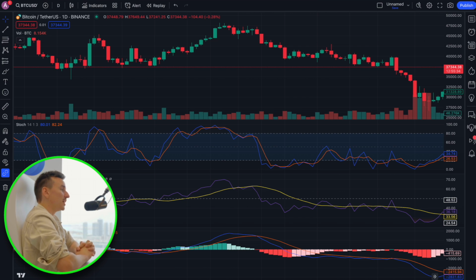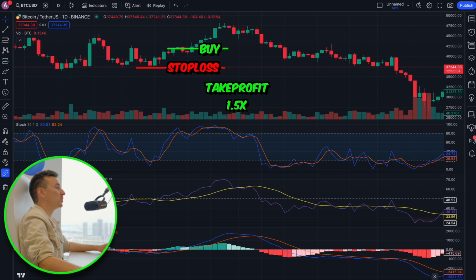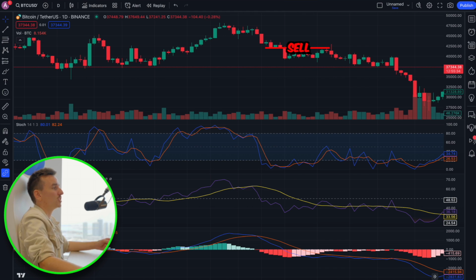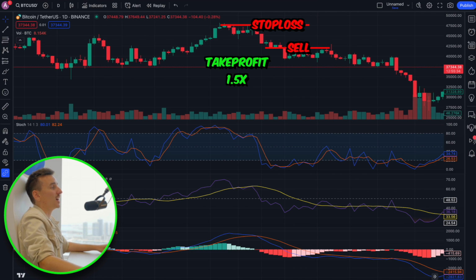For your exit strategy, if you took buy positions, place your stop loss just below the nearest swing low, set your profit target 1.5 times your stop loss. Similarly, if you took sell positions, put your stop loss just above the nearest swing high and set a profit target at 1.5 times your stop loss.